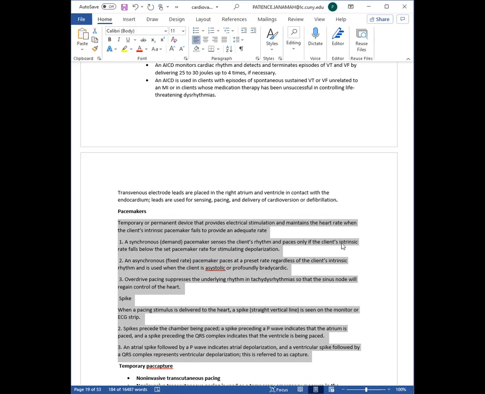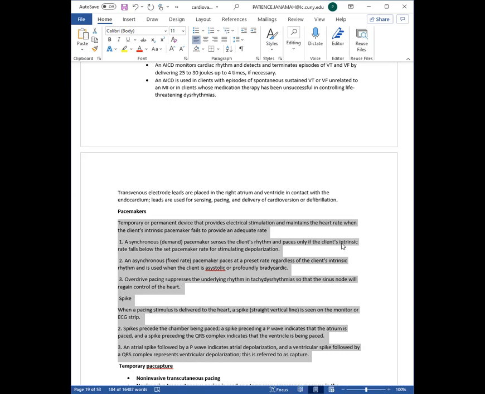The second one is the fixed rate pacemaker. The first one is a demand rate. This one works regardless of the client's intrinsic rhythm. It is used when the client is asystolic or profoundly bradycardic. If the client has a bradycardic state for one or two reasons, say your heart rate dropped for a week and they don't know what is causing it, then they give you the demand one. That means it's on demand. You need it to get to the normal rate, which has not been your normal.